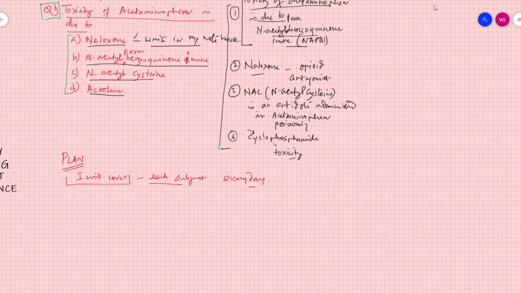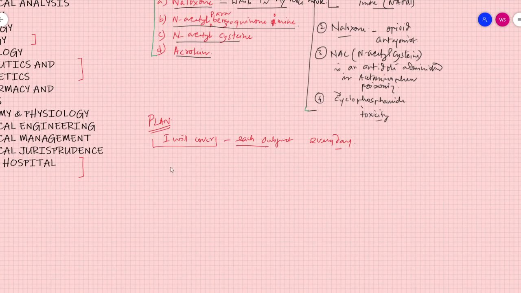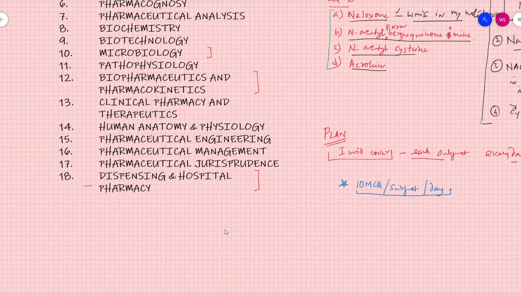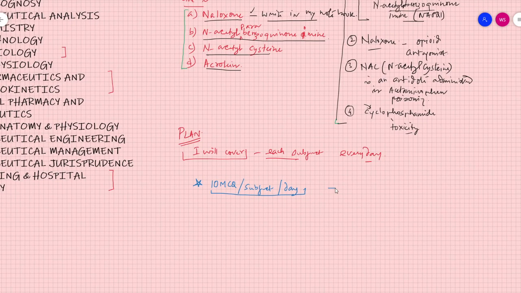So the plan would be to cover... let's put the strategy that we are going to employ. Our target is to solve 10 MCQs per subject per day. Okay, so this is the target under which we're going to work. Now, if there are 18 subjects, that means we need to solve 180 MCQs per day.